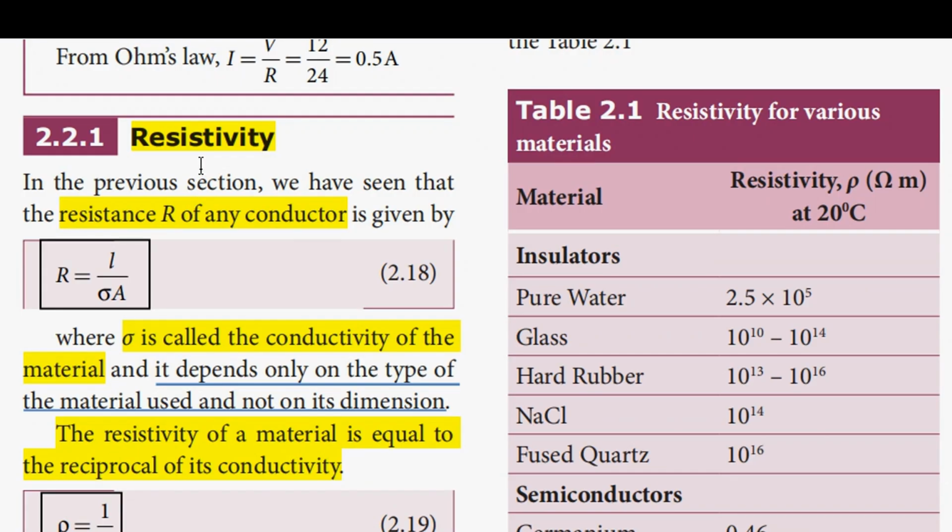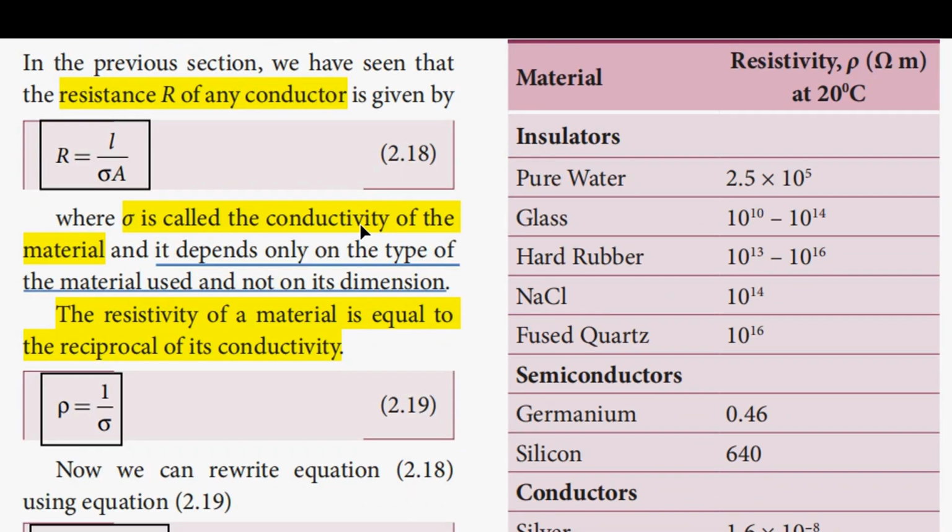Now let us first study about resistivity. In the previous section we have seen that the resistance R of any conductor is given by the expression R is equal to L by sigma A. So this sigma is called the conductivity of the material, and it depends only on the type of the material used but not on its dimension.